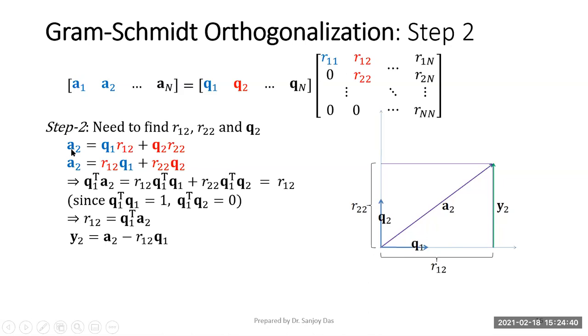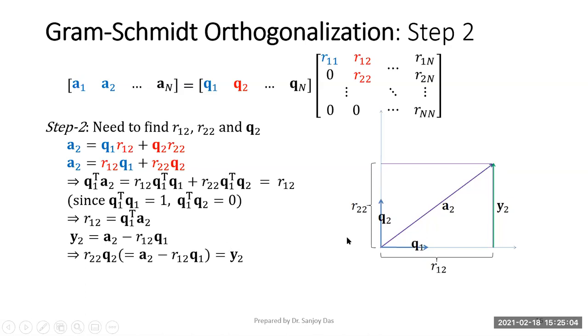So here, if you look, you'll observe the same thing. What's A2 minus R12 Q1? It's R22 Q2, a vector from this origin here to this point here. That's my Y2, this guy.